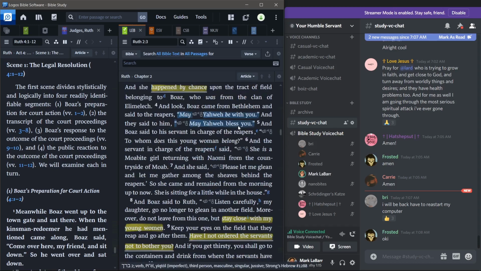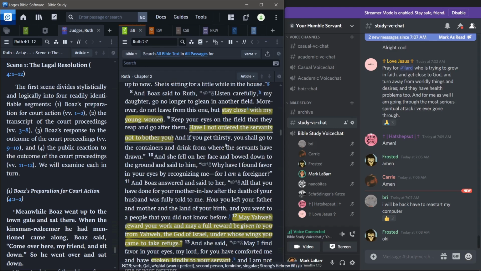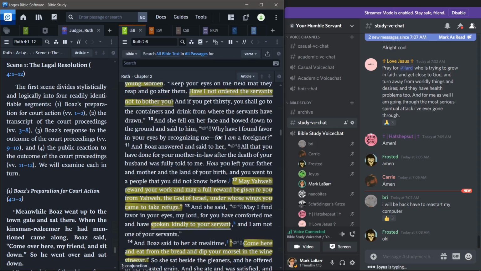So she just so happens upon this field, and he takes notice of her and goes ahead and essentially protects her from any of the young men that might want to harm her or touch her or do anything like that. He also says, stay close with the other young women, the servants of the field, be with them, and they'll keep you safe, they'll tell you where to go, so on and so forth. And if you're thirsty, you can go to the containers and drink from where the servants have drawn. That's verse 9. So Boaz takes notice of her.